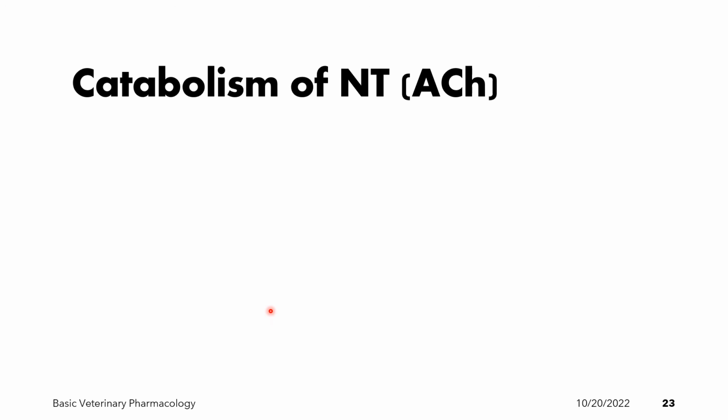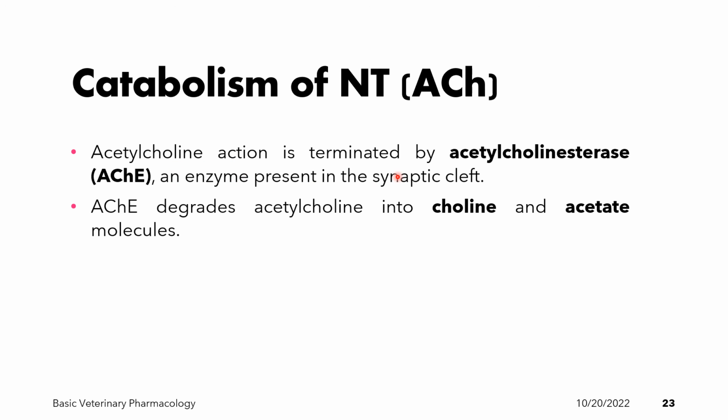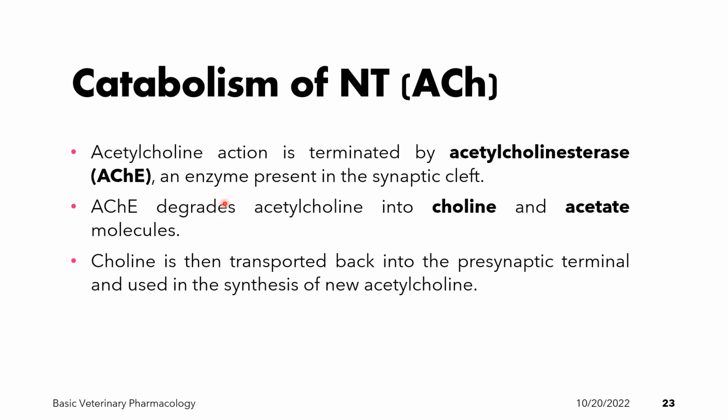In the case of acetylcholine, the acetylcholine action will be terminated by acetylcholinesterase, which is an enzyme present in the synaptic cleft. The enzyme will degrade acetylcholine into choline and acetate molecules. The choline is then transported back into the presynaptic terminal and used in the synthesis of new acetylcholine.